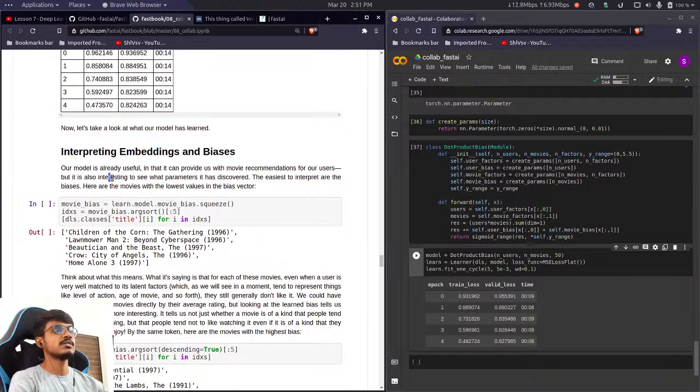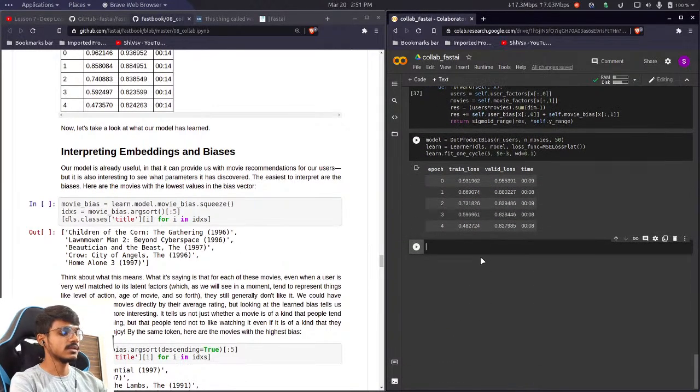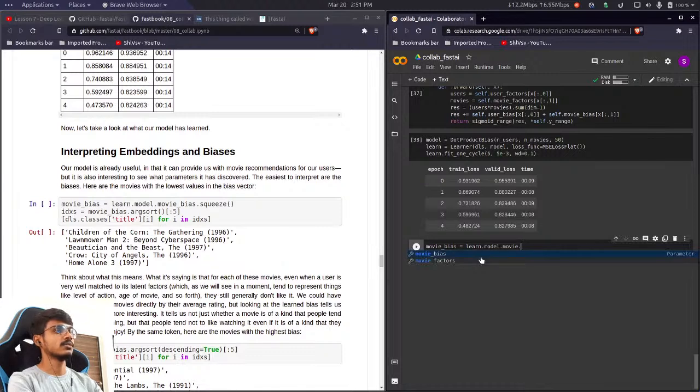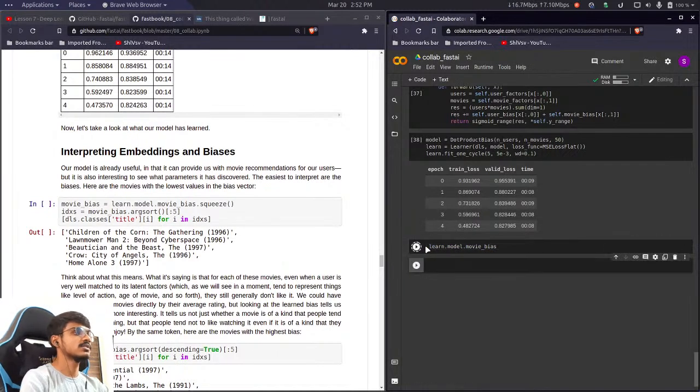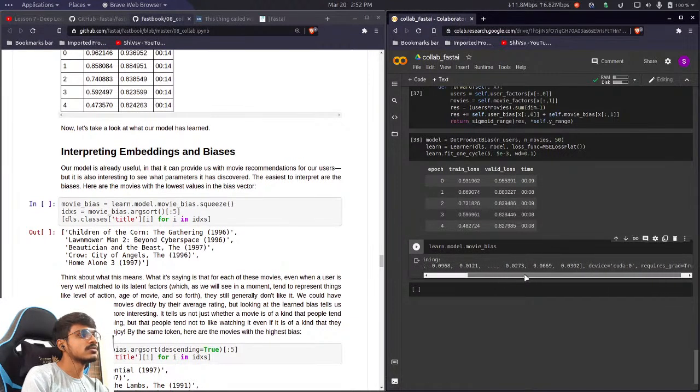But it is also interesting to see what parameters it has discovered. The easiest to interpret are the biases. Let's get the movies with the lowest bias values. learn.model.movie_bias. By the way, what is inside bias? Let's check what is inside this now. So it's a tensor, a rank 1 tensor.